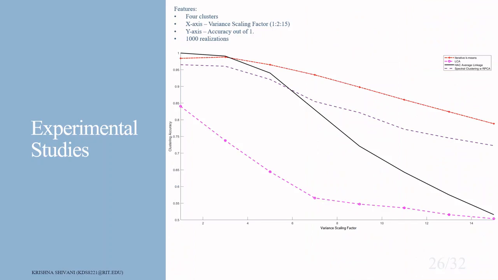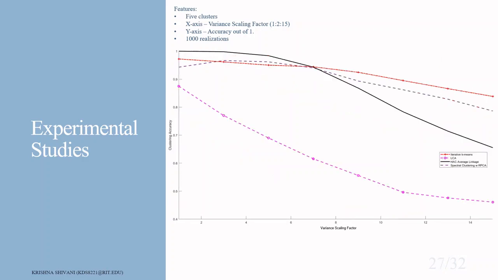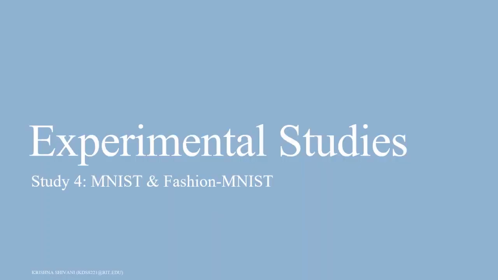For 4 clusters, we notice how accurate HAC is at the beginning and how quickly it drops off. Iterative k-means and spectral clustering with RPCA continue to perform and give satisfactory results, while LCA is yet again far behind everyone. Results for 5 clusters is an identical downwards trend.